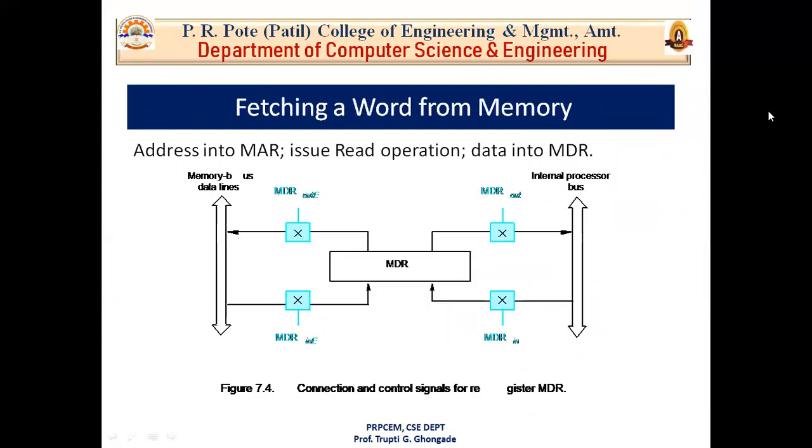So MDR in and MDR out are connected to the internal processor bus, and they control the connection of the internal bus. And MDR in E and MDR out E, where E stands for external memory bus, that's why it is called MDR in capital E, MDR out capital E. So MDR out external, MDR in external. These two control signals control the connection to the external memory bus, as these two input and output lines are connected to your external memory bus.